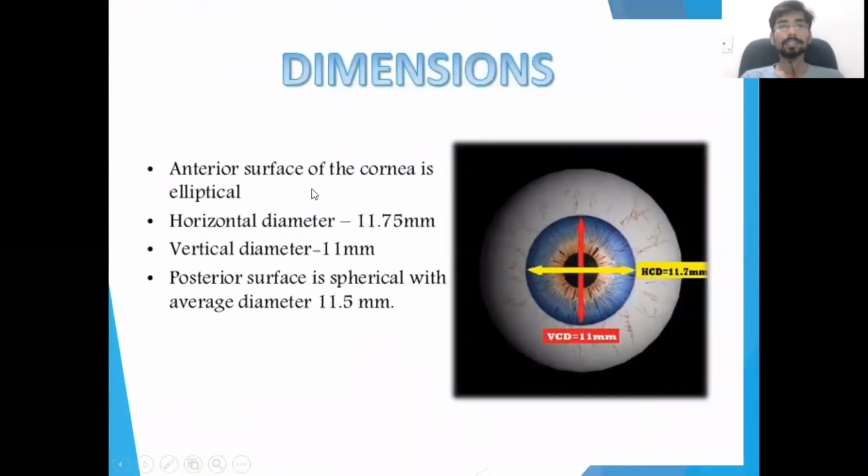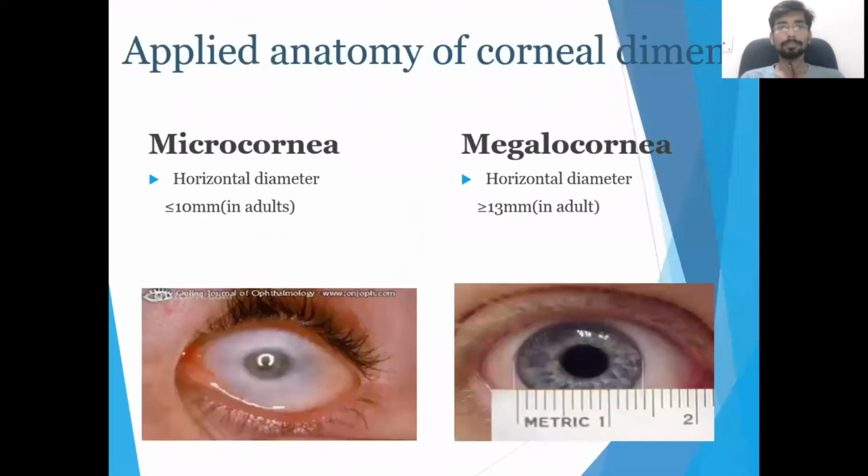Dimensions. The anterior surface of the cornea is elliptical. Horizontal diameter is 11.75 mm and vertical is 11 mm. The posterior surface is spherical with an average diameter of 11.5 mm. Applied anatomy of corneal diameter: microcornea is a horizontal diameter of less than 10 mm in adults. Megalocornea is more than 13 mm in adults.